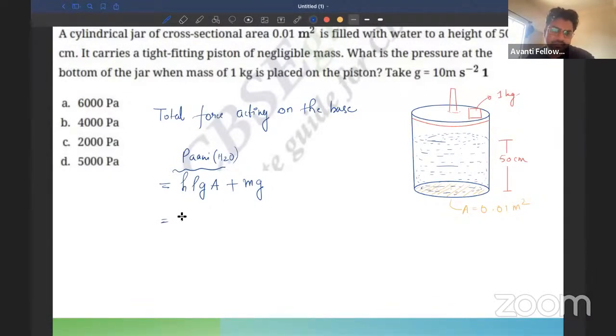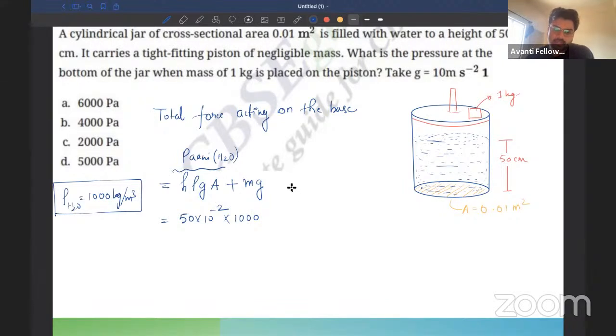What is height? 50 centimeters. 50 centimeters means 50 into 10 to the power minus 2 meters. Density, what is the density of water? Do you people know the density of water? 1000 kilograms per meter cube. If you take 1 meter cube of box, cubical box, you can fit 1000 kilograms of water. So 1000 kilograms per meter cube is the density. Always remember, density of water is 1000 kilogram per meter cube. I have written it also here.